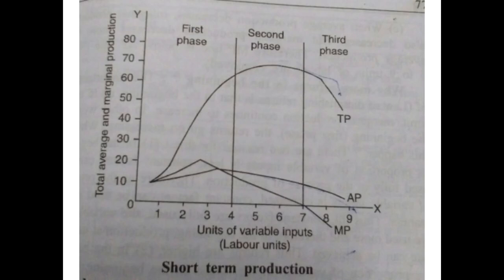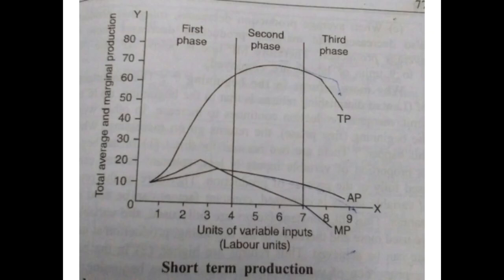So in the figure given here, TP is the total production line. As you can see the three lines mentioned over here, in that TP is the total production line, AP is the average production line and MP is the marginal production line. If we examine the figure, we can see that TP goes up during the first two phases.